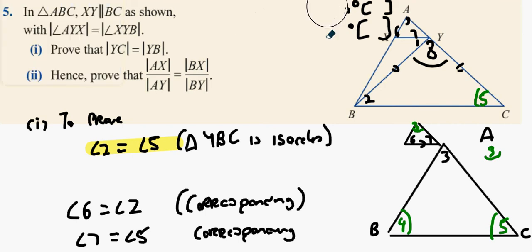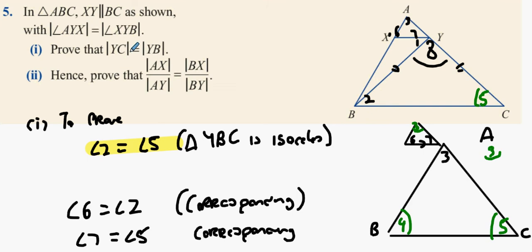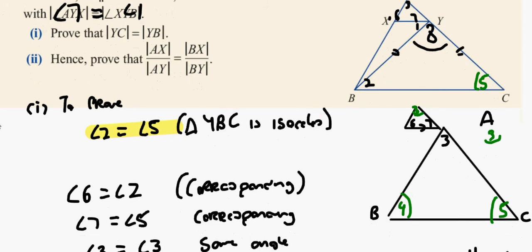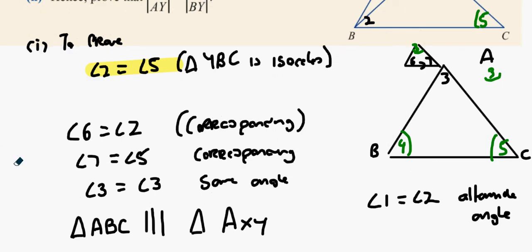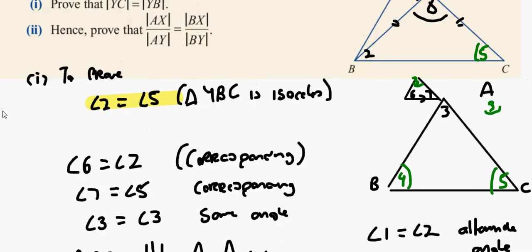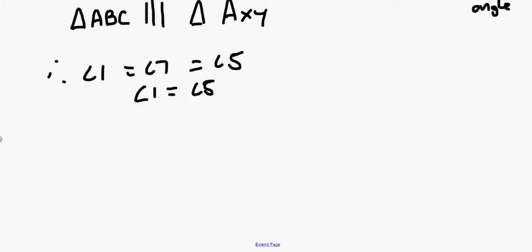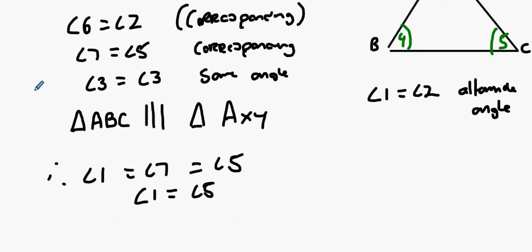Oops, never mind, lads. I actually missed a critical piece of information here. Angle AYX, angle 7, is actually equal to XYB. Angle 7 is equal to angle 1. So that's good to know. This means that angle 1 will equal angle 7, which equals angle 5. So now we know that angle 1 equals angle 5. And we also know that angle 1 equals angle 2 because they're alternates, which is here.